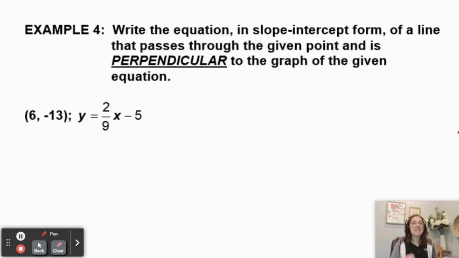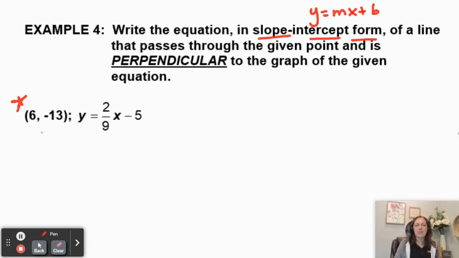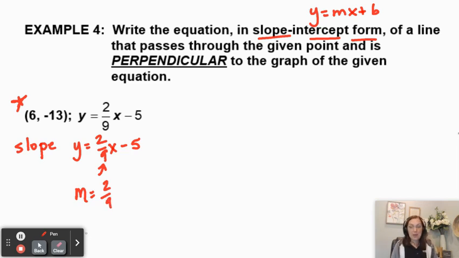So as promised, in this example, we're going to be writing an equation of a line in that slope-intercept form. Remember, that's the y equals mx plus b. We want it to pass through this point we've been given, 6, negative 13, but we want it to be perpendicular to our line. So the first thing we need to know is, what is the slope of this line that we were given? The slope of this line, remember, we can look right there in front of the x when we're in the y equals mx plus b form. This slope is 2/9.